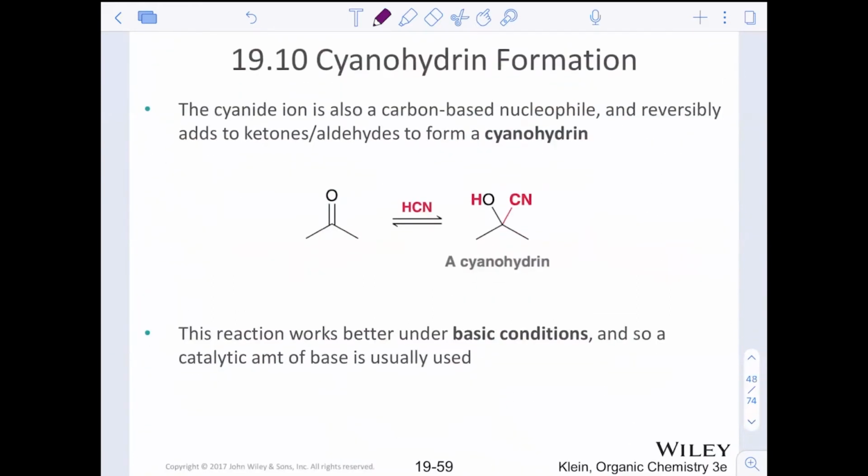The cyanide ion is also a carbon-based nucleophile and reversibly adds to a ketone or an aldehyde to form a cyanohydrin. So HCN is used. This is not a great acid. Hydrogen cyanide is actually very poisonous.